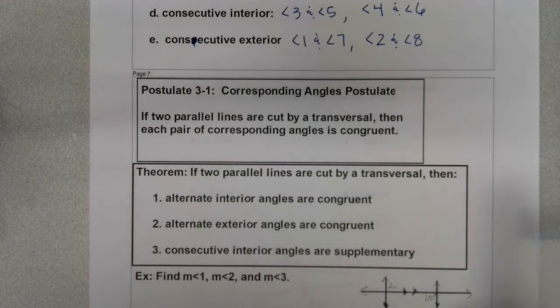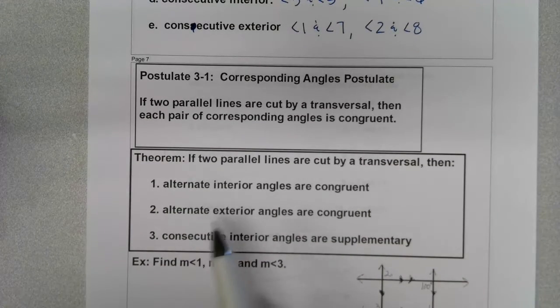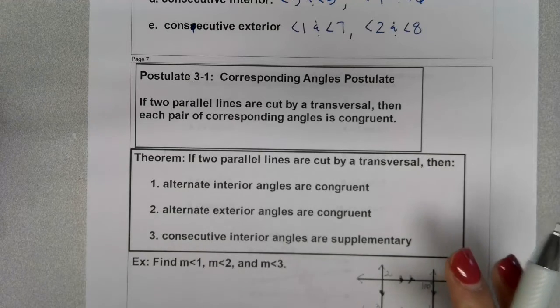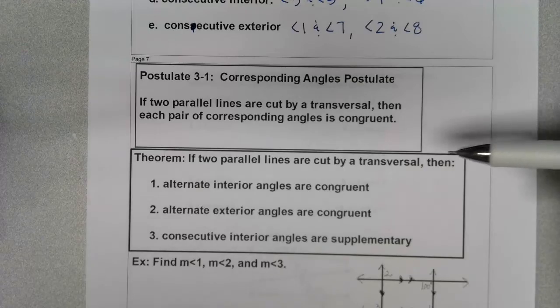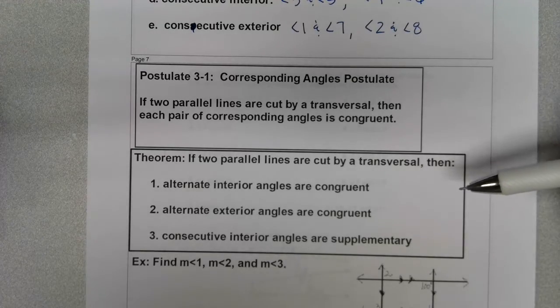Okay? So I have the corresponding angles postulate, and this is going to tell me that if I have parallel lines, if I know that those lines are parallel, that means I'm going to have some angles that are congruent. I'm going to have corresponding angles that are congruent. I'm also going to have alternate interior angles congruent, alternate exterior angles congruent, consecutive interior angles are going to be supplementary. So I'm going to show you what all that's going to look like. But this is only the case if you are told you have parallel lines. You have to be told you have parallel lines.